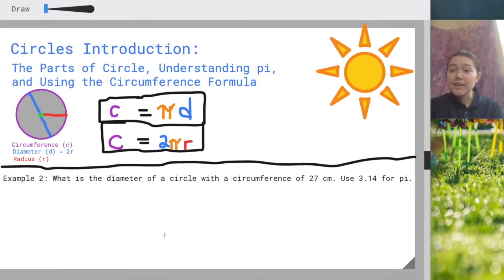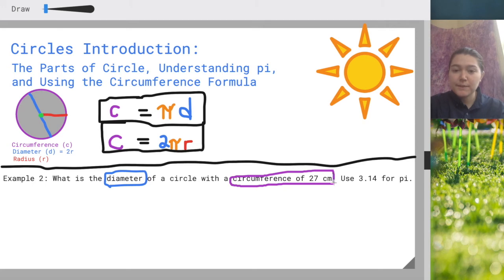All right, now let's look at example 2. It says, what is the diameter of a circle with a circumference of 27 centimeters? Use 3.14 for pi. Okay, so we're trying to find the diameter. You always want to ask yourselves, what are they giving you and what are we trying to find? So we're trying to find this diameter, which is going to be d, given that the circumference is 27 centimeters. All right, so I can use my formulas to figure that out.